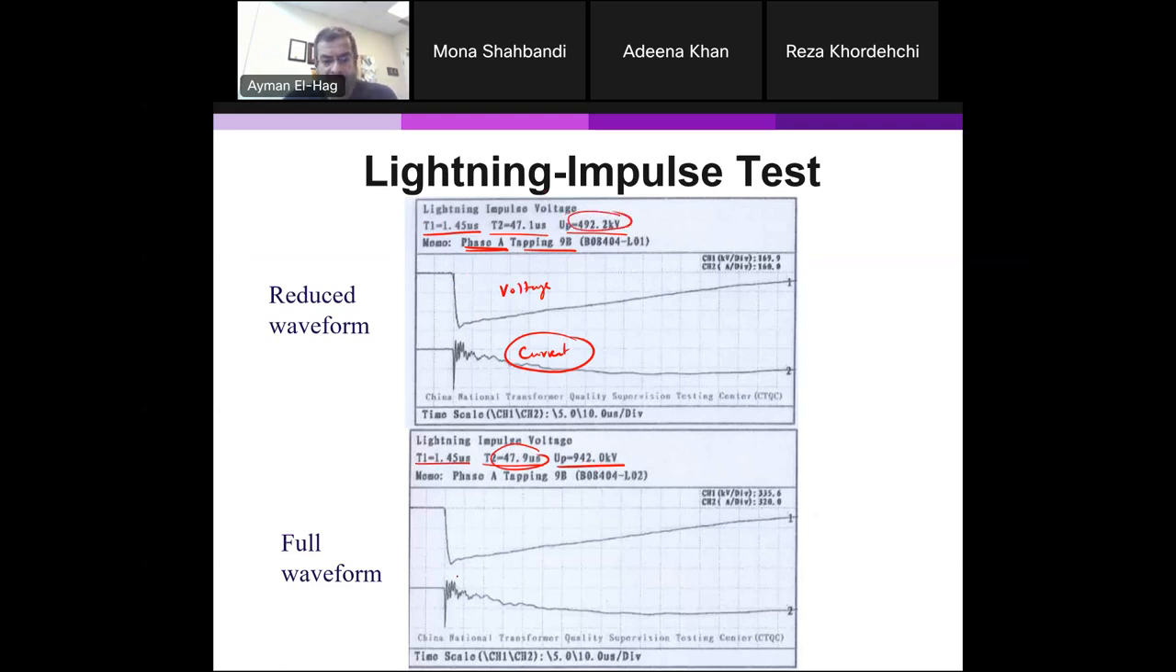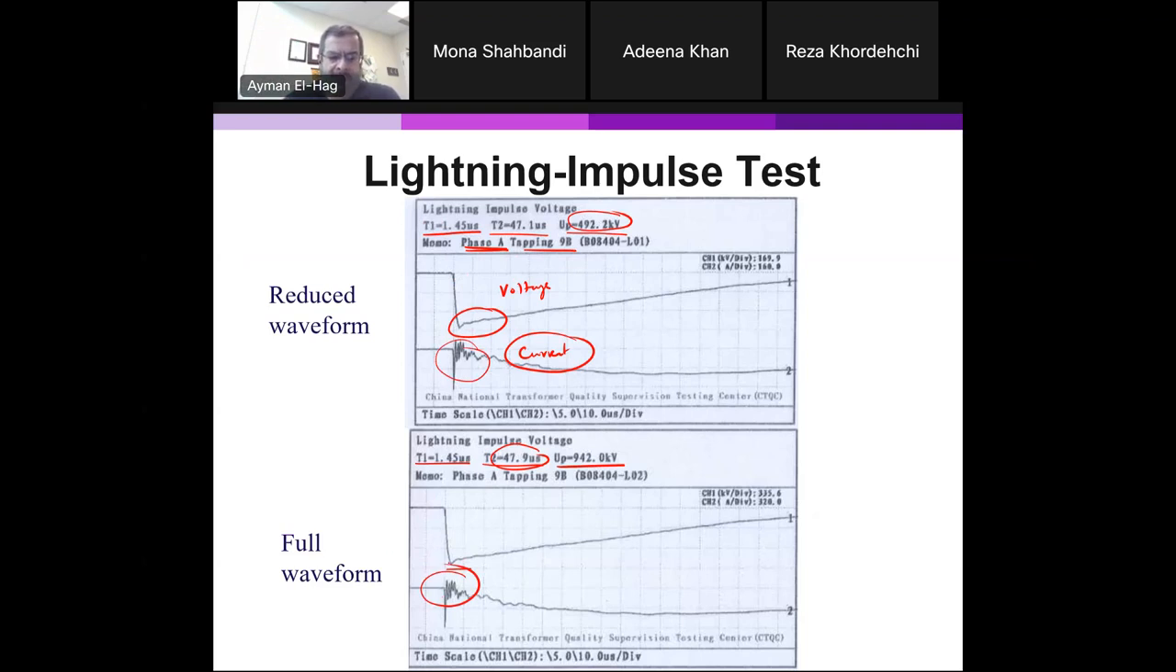Now let's look at the voltage waveform. Even with a little bit of change here, they are almost identical. Look at the current. This is the current waveform at the reduced, and this is the current at the full. Again, other than the magnitude, they look identical to each other. So that is a clear pass of the transformer.